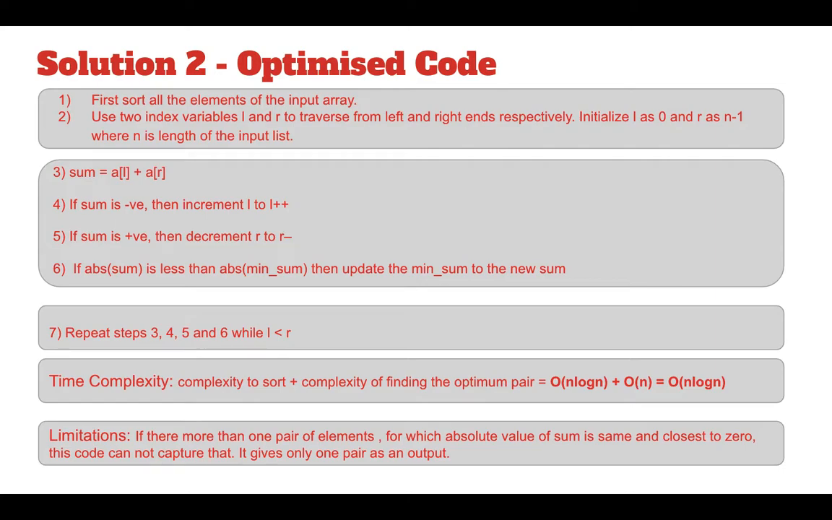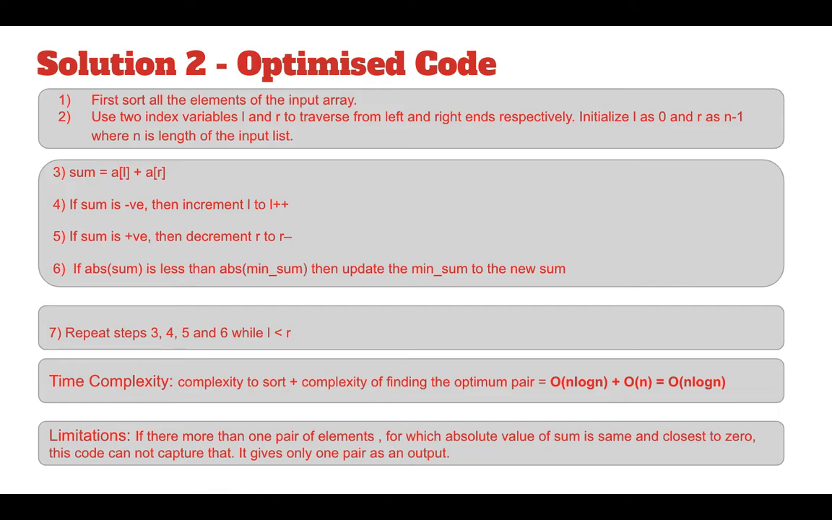If the absolute sum of values at L and R is less than the absolute value of minimum sum, then we update the minimum sum to the new sum. We continue to repeat steps 3, 4, 5 and 6 till the left index is less than the right index. The time complexity is the complexity to sort the list, plus the complexity of finding the optimum pair. It's n log n plus n, which comes out to be n log n. So n log n is the time complexity of the optimized code.